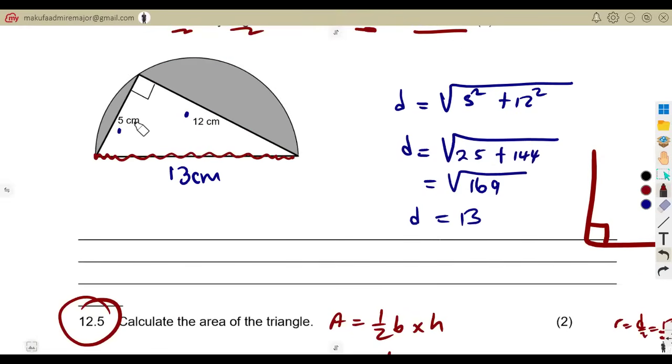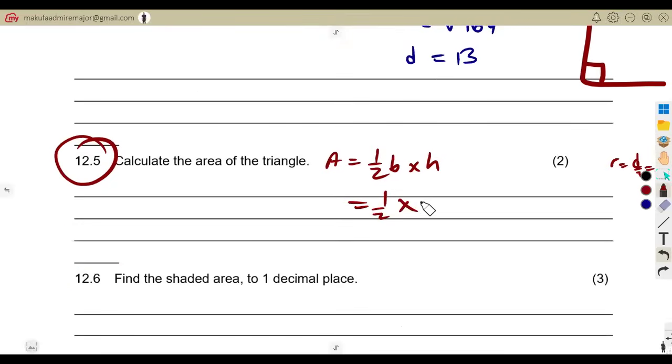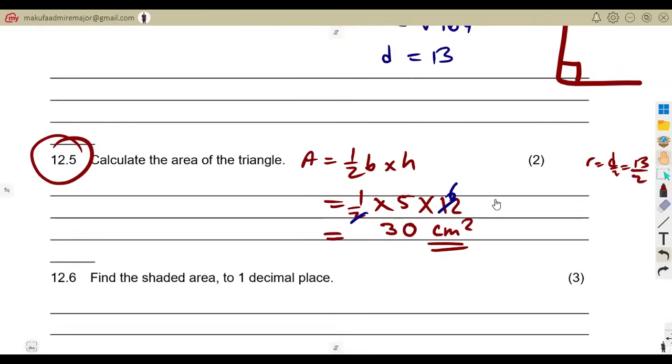What is our base? That is 5. And the height is what? The height is 12. So that's half of 5 times 12, which is going to give us the area. Six times 5 is 30, and that is 30 square centimeters.